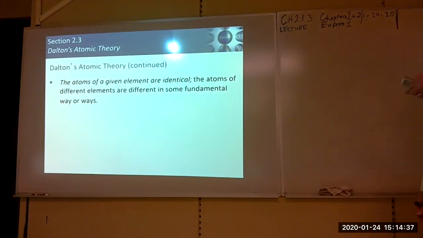He didn't know how. At this time we didn't know about subatomic particles, or at least it wasn't disseminated well enough for him to incorporate it into his theory. But he did know that in some fundamental way, these individual atoms were different, and that's what made each element different.